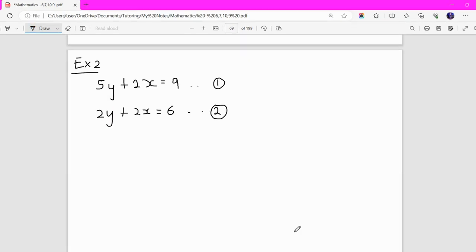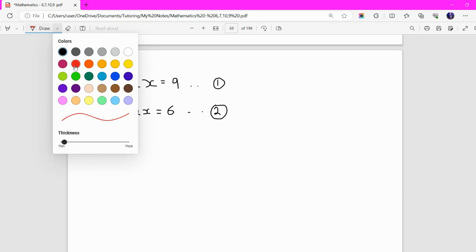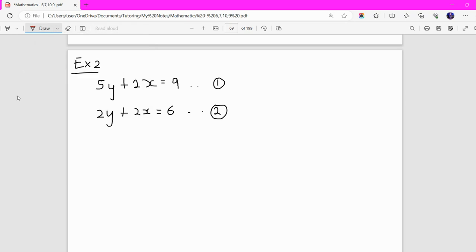This exercise 2 here, we have 5y plus 2x is equal to 9. We have 2y plus 2x is equal to 6. So our first step is to look at the coefficients of x and y for both equations. So let's start off with the variable y. Equation 1, you have 5y. Equation 2, you have 2y. So the coefficient of y in equation 1 is 5. The coefficient of y in equation 2 is 2. They are not the same. They are different numbers. Right?